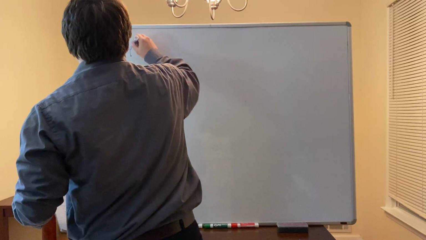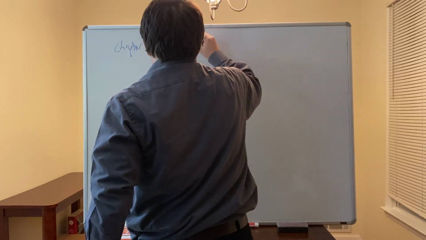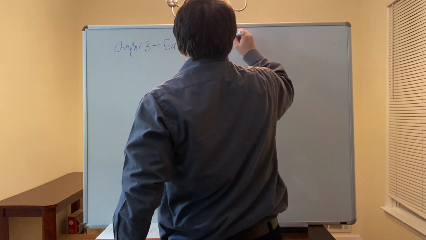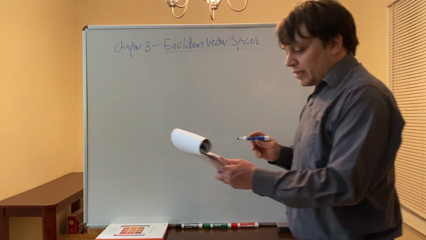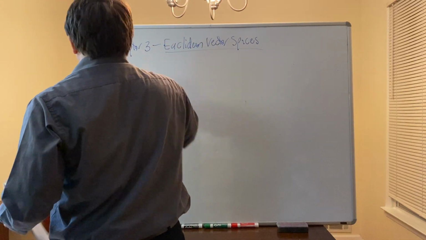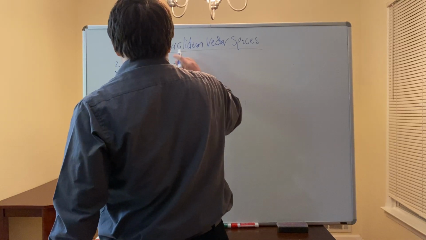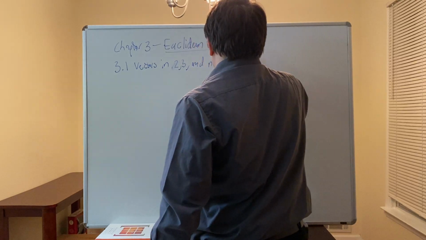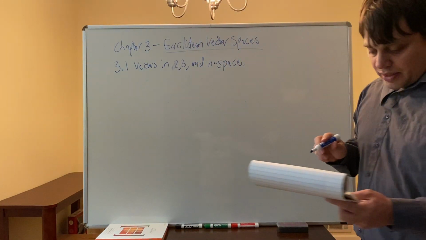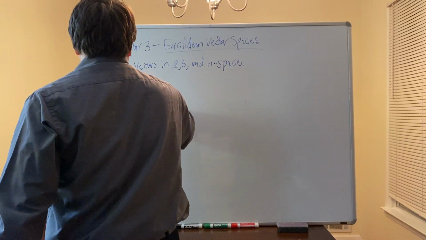So first, chapter 3, which is Euclidean vector spaces. Chapter 3 is on Euclidean vector spaces, and 3.1, like I said, is vectors in 2, 3, and n space. That's the focus of our lesson. So first, a definition of vectors.